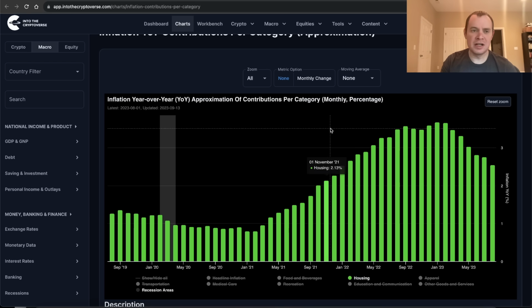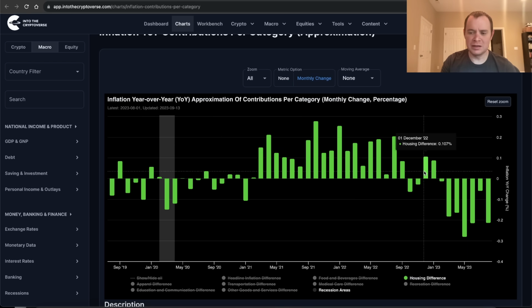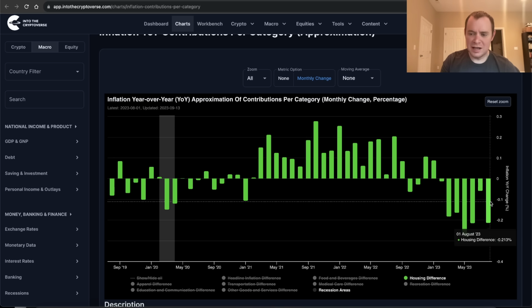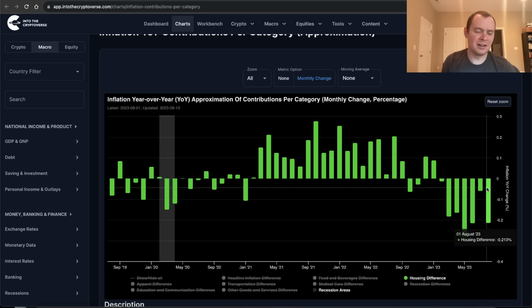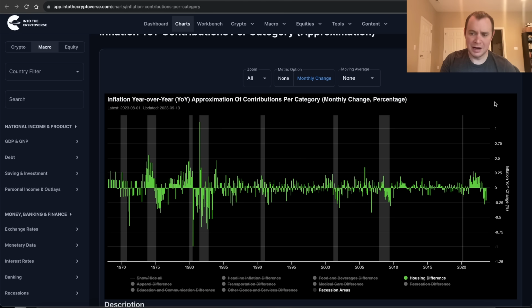Now, what's interesting with headline inflation is if you look at the monthly change, this last month was actually a pretty decent drop. I mean, the prior month was only about a negative 0.0595% drop, but this one was back to negative 0.213, which is a very welcome sight, right? We want to see these things coming back down, and so far they are, right?